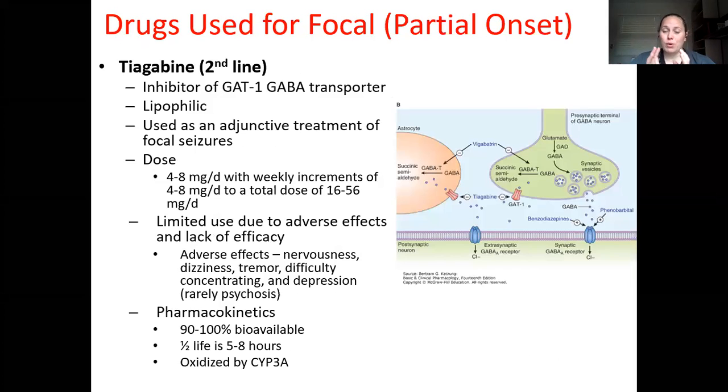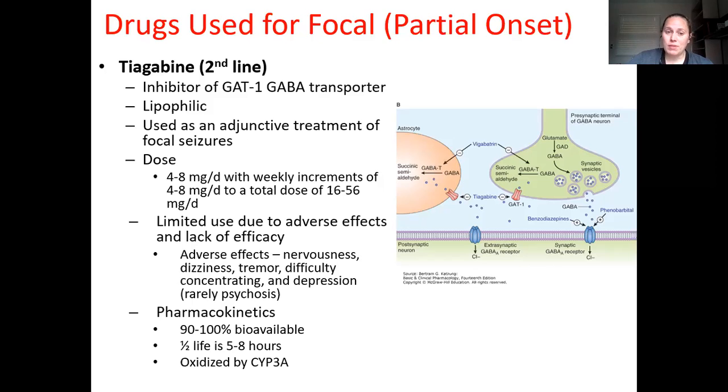So where we're starting now is the second line. This is a different approach, a different mechanism of action. Instead, we're looking at the inhibitor of the GAT1 GABA transporter. As I alluded to earlier when we were talking about mechanisms of action, this is almost akin to an SSRI. You're blocking the reuptake of a neurotransmitter. In this case, instead of serotonin, you're blocking the reuptake of GABA. By blocking the reuptake, you prolong the time of GABA in the synapse, therefore allowing it to act on the postsynaptic receptor for an extended period of time.